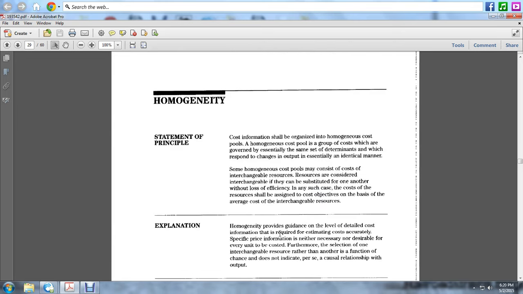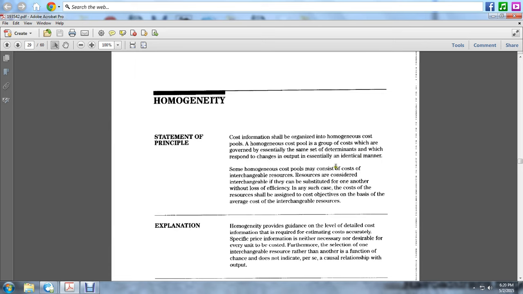Okay, moving on. Homogeneity. Statement of principle. The cost information should be organized by homogeneous cost pools. A homogeneous cost pool is a group of costs which are governed essentially by the same set of determinants, which respond to changes in output in an essentially identical manner.